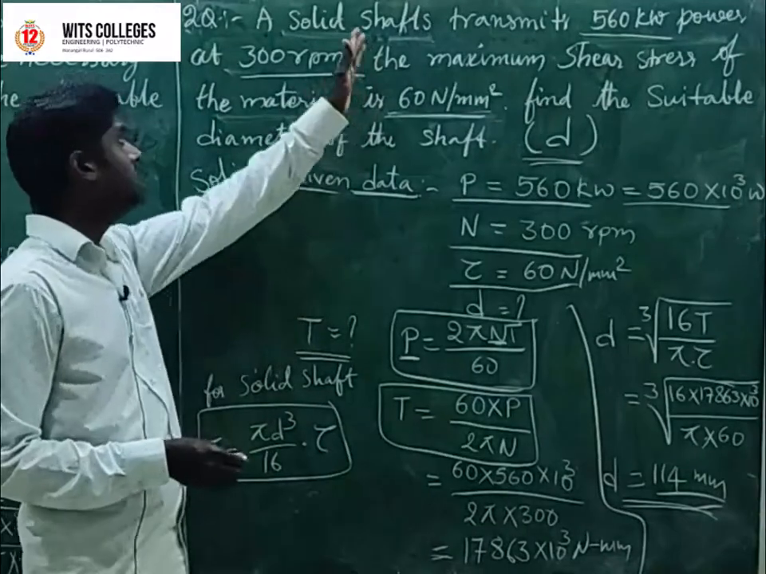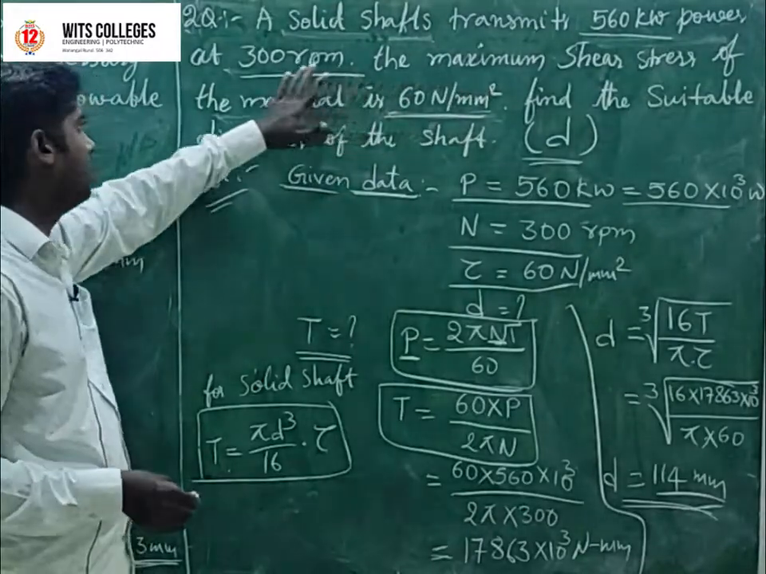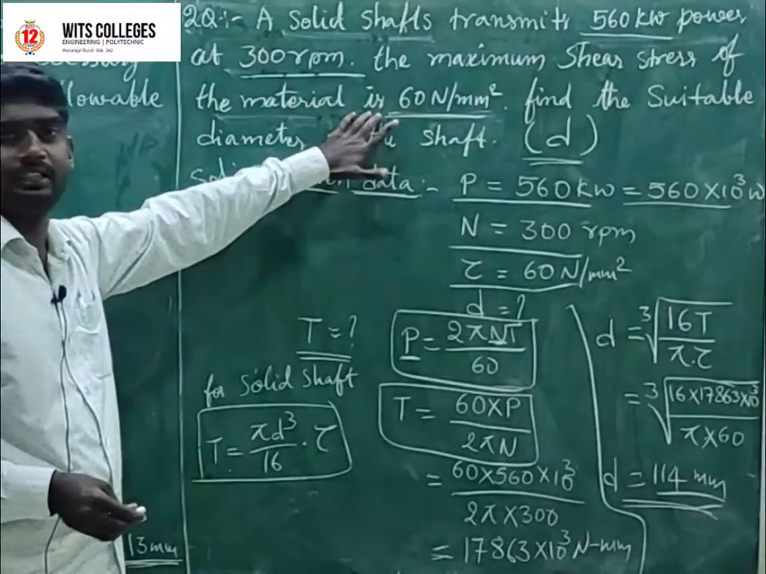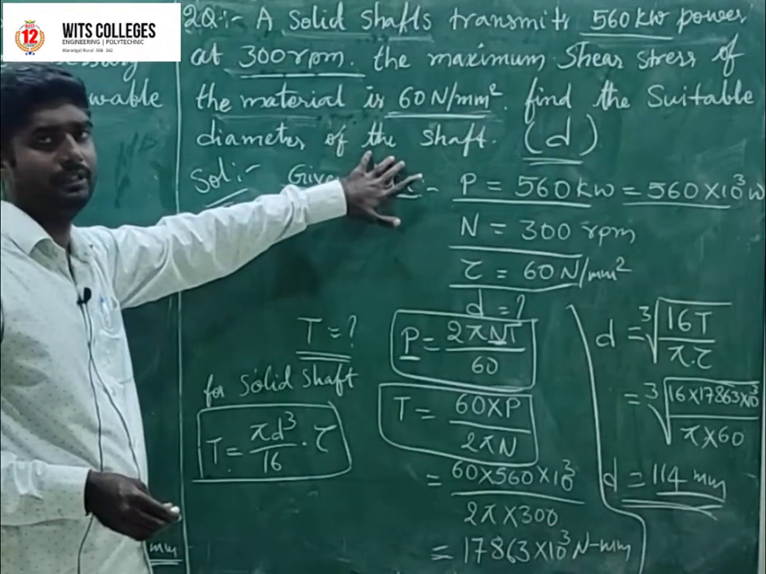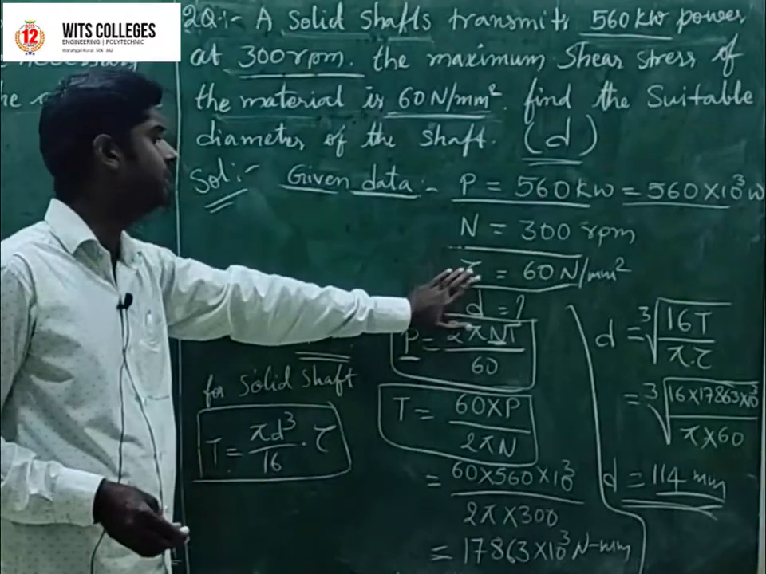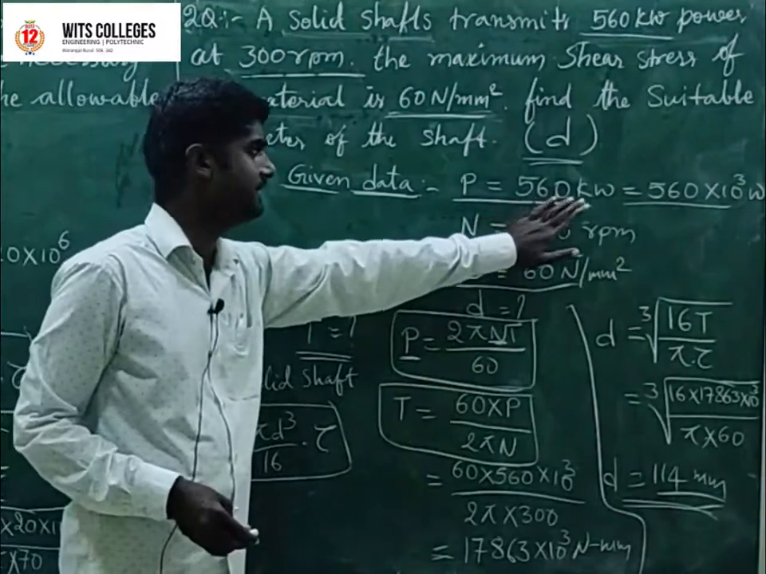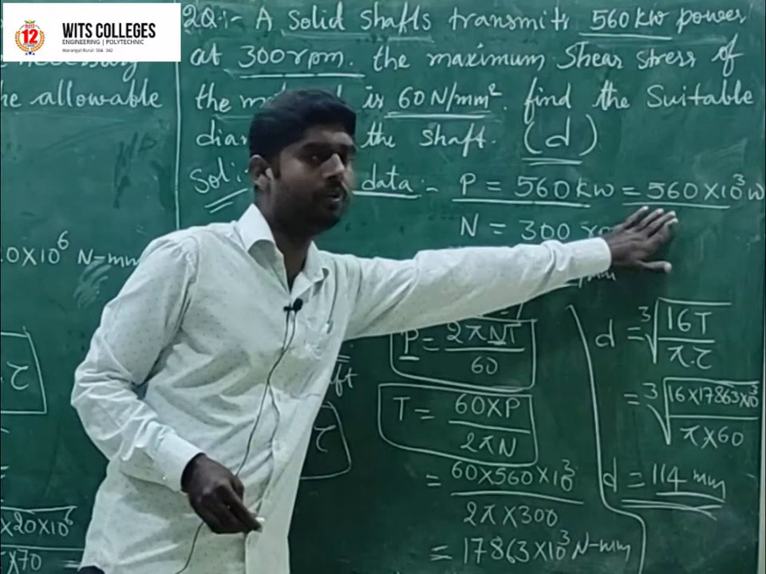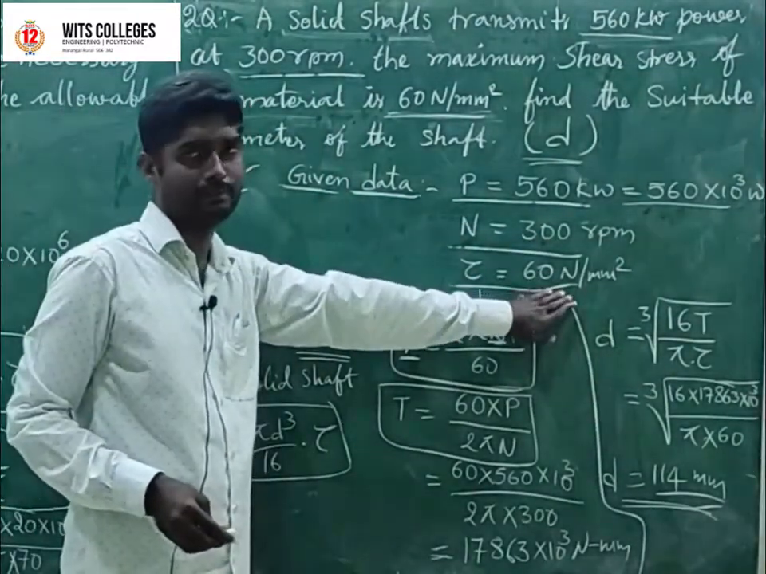Okay, let's see again. A solid shaft transmits 560 kilowatts power at 300 rpm. The maximum shear stress of the material is 60 Newton per mm square. Find the suitable diameter of the shaft. Let's see, the given data in this question is P, N, tau. P means power is equal to 560 kilowatts converted into watts, 560 into 10 to the power of cube watts. Next, N is equal to 300 rpm. Tau is equal to 60 Newton per mm square.